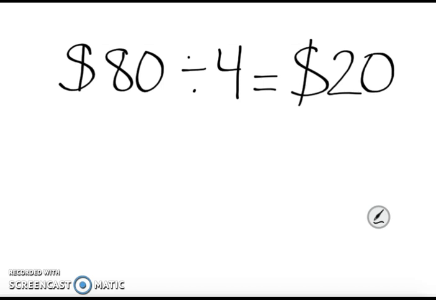Okay, here's a little trick. Cover up that 0 on 80. Cover that up. You'll see that you get 8 divided by 4. Now what's 8 divided by 4? 2. Okay, that 0 you covered up, put it on the end, right here. Isn't that so easy? Let's try another one.